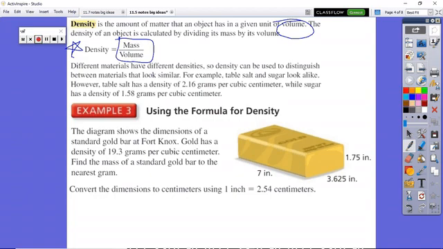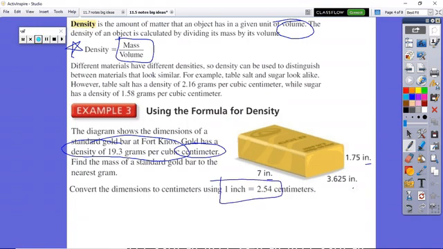Now, for this particular Example 3 problem, they're going to ask you to convert a lot, because the diagram shows dimensions of a standard gold bar at Fort Knox. Gold has a density of 19.3 grams per cubic centimeter. But look at our units, they're all in inches. So we've got to convert, that's why they give you this.